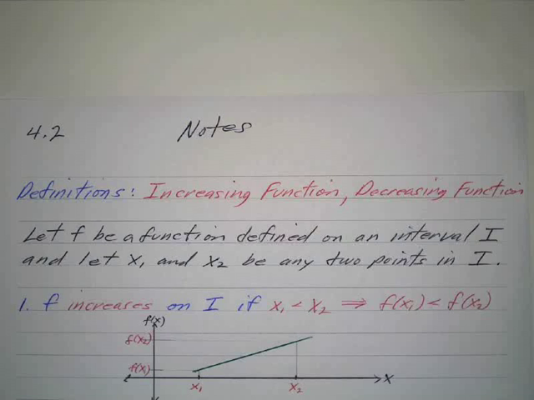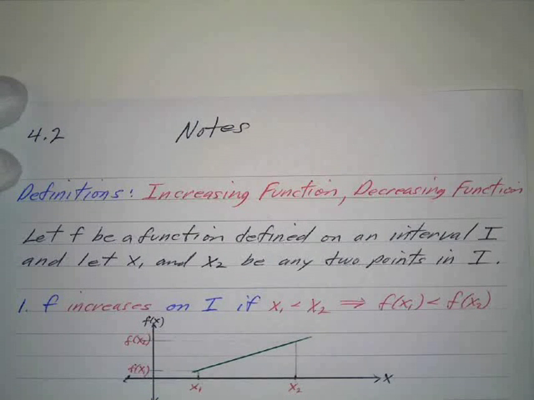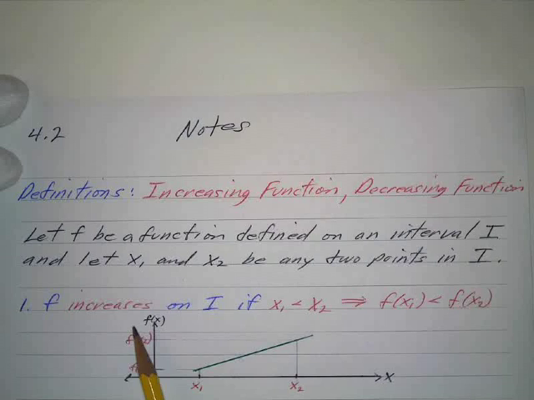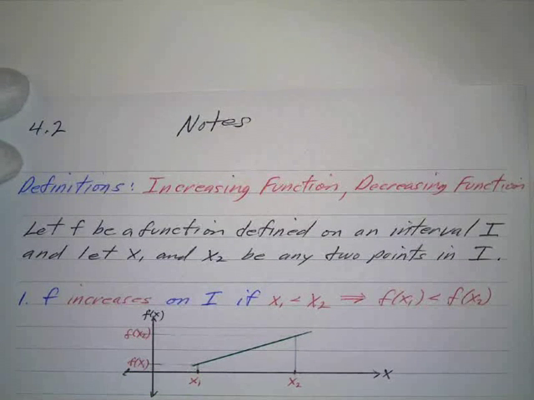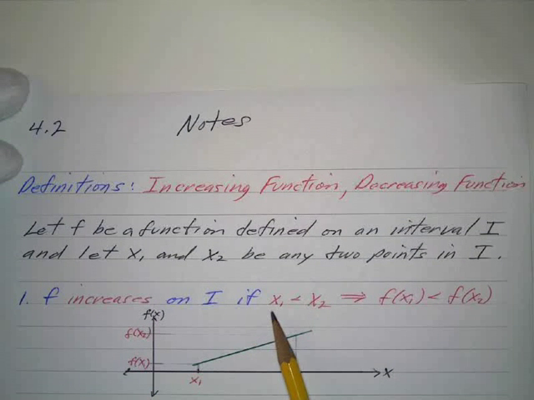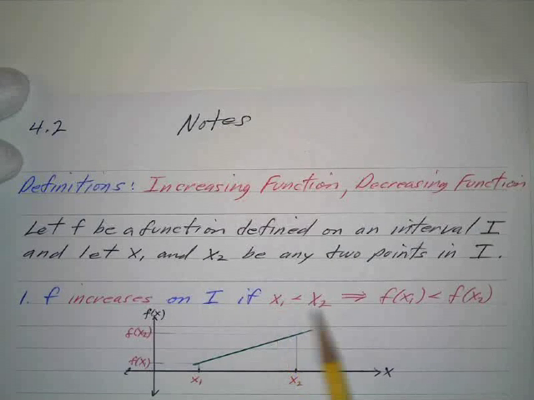All right, then the formal definition, and formal definitions are nice because we can use them in proving theorems. A little bit easier to deal with than just an intuitive definition. Okay. Then f increases on I. f increases on I if x sub 1 less than x sub 2.